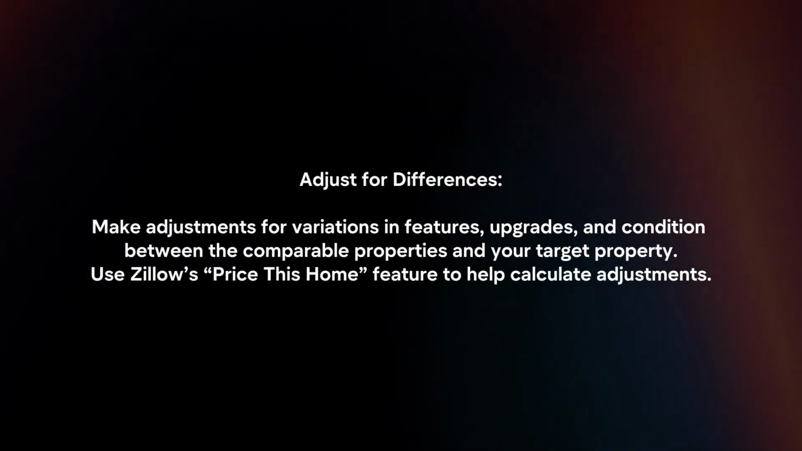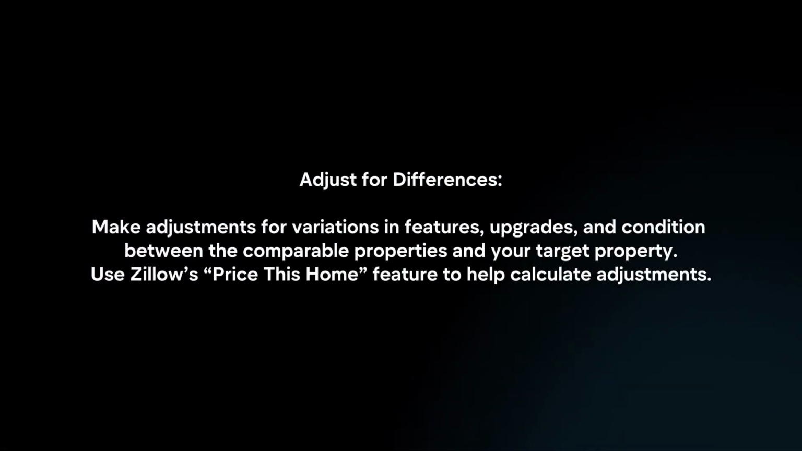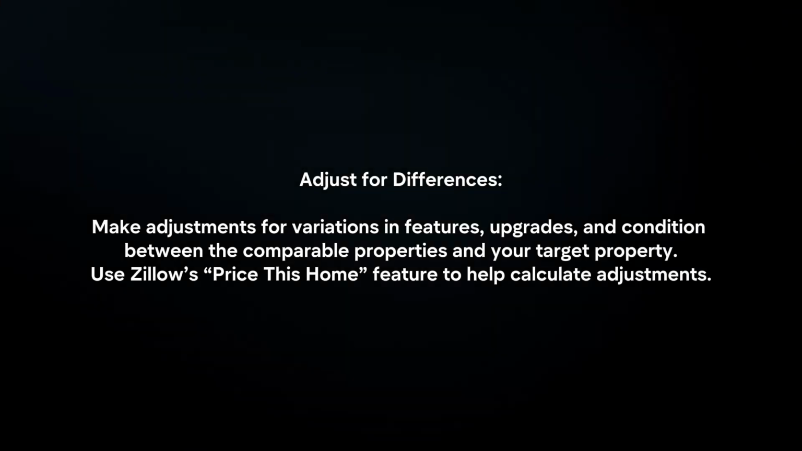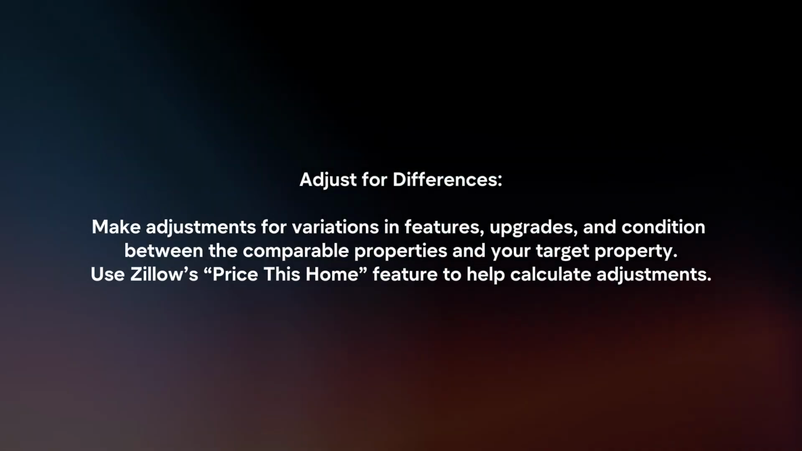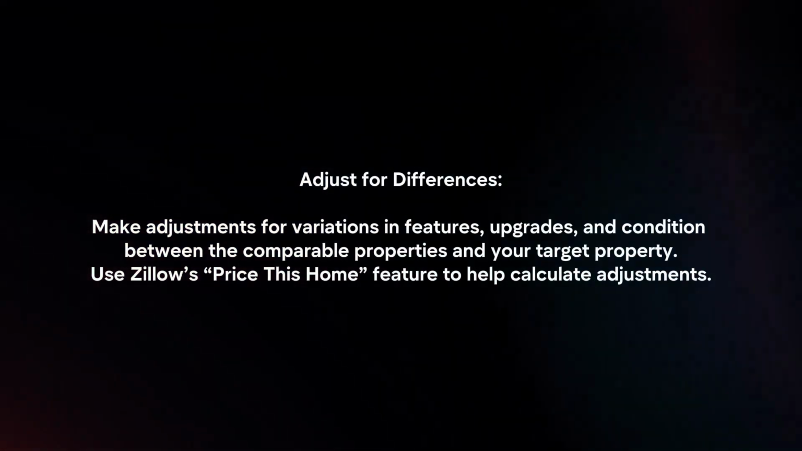Adjust for differences. Make adjustments for variations in features, upgrades, and condition between the comparable properties and your target property. Use Zillow's Prices Home feature to help calculate adjustments.